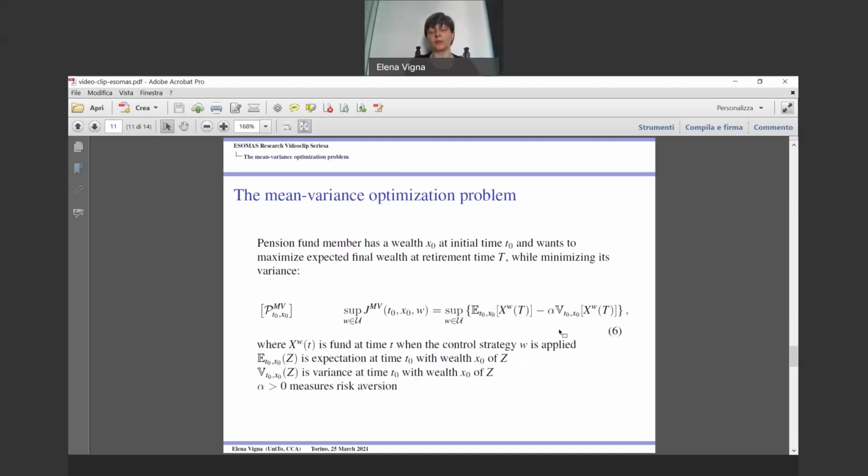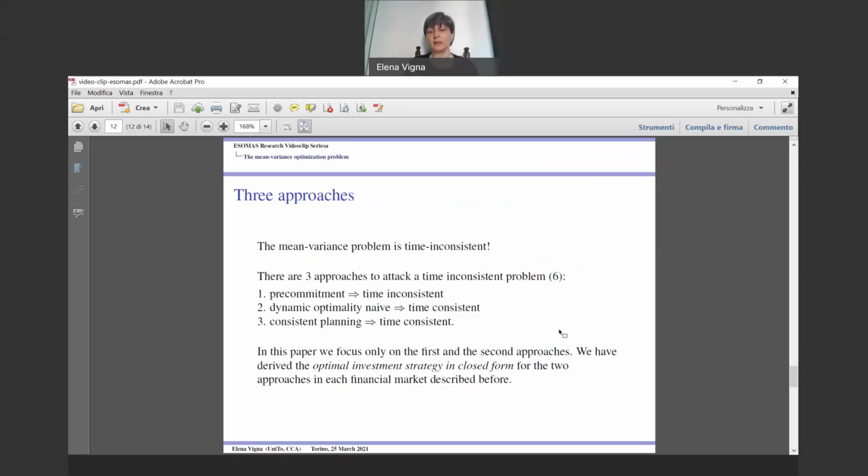In this paper, we define the criterion as the mean variance. So you want to maximize the expectation of final wealth minus alpha times the variance of final wealth. So basically, you want to maximize the expected final wealth, but you want to minimize the variance of final wealth. So this problem is the mean variance and is time inconsistent, in continuous time. And there are three different approaches to deal with a time inconsistent problem. One is pre-commitment, two is the dynamic optimality naive, and the third one is consistent planning.